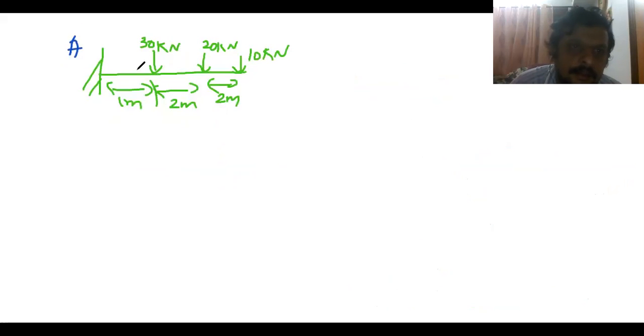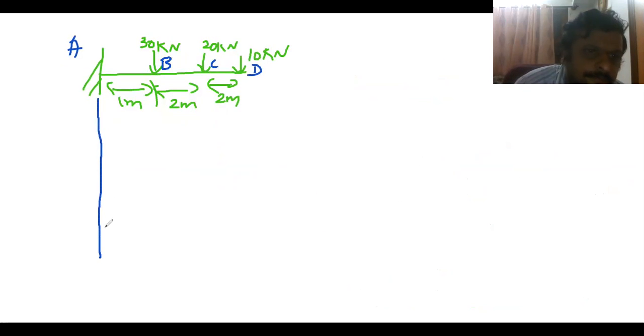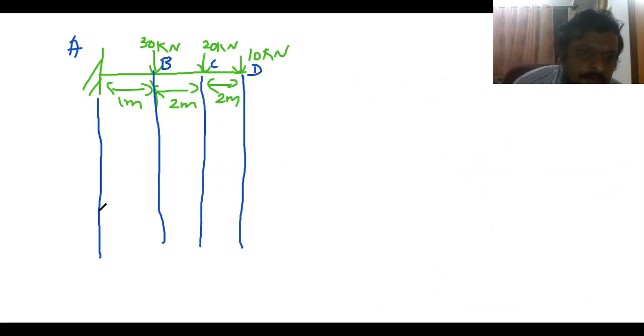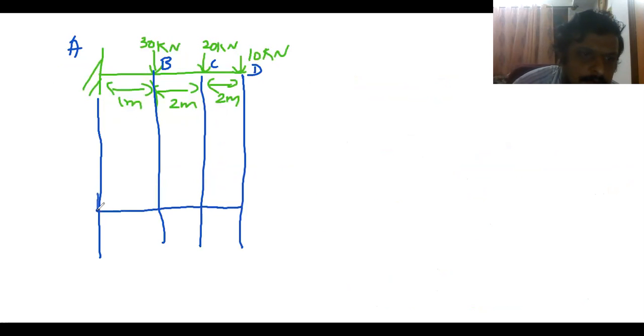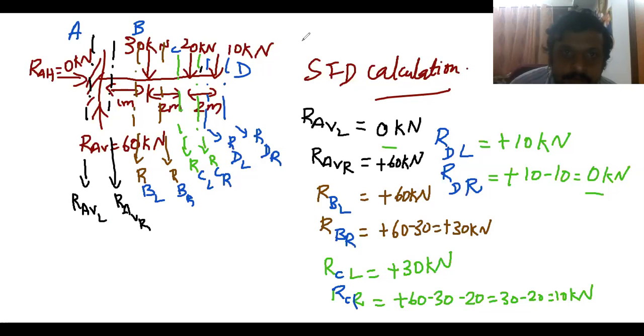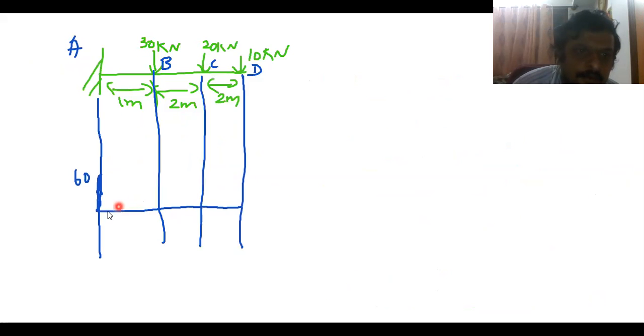So remember, this is A, this is your B, this is your C, and the D. What you do is very simple. Just drop vertical lines like this, and after that, just draw one horizontal line. Now, how do we proceed? R_A is 0 to 60. At A, it is rising from 0 up to a height of 60. Next, it is constant at 60.